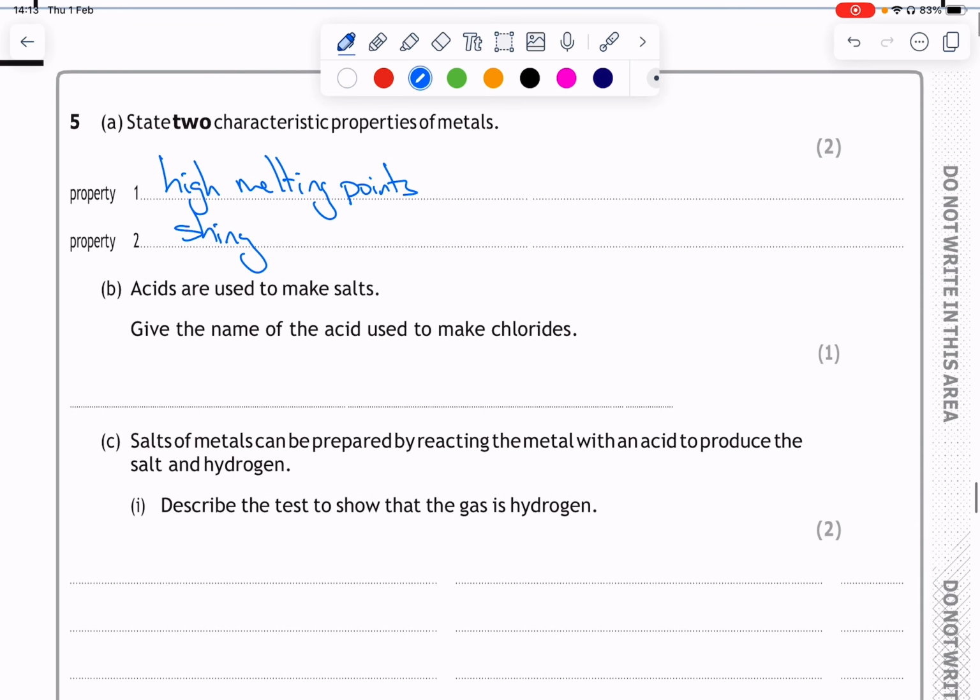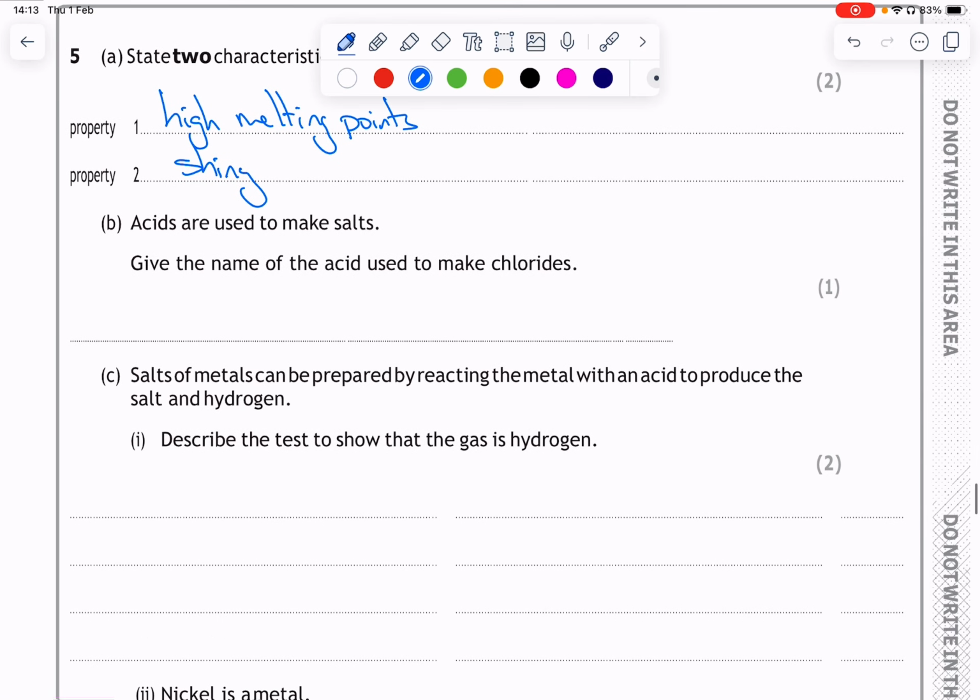Okay. Which acids are used to make chloride salts? So the acid that we would use is hydrochloric acid, and that's the chloric bit that gives you the chloride salt.